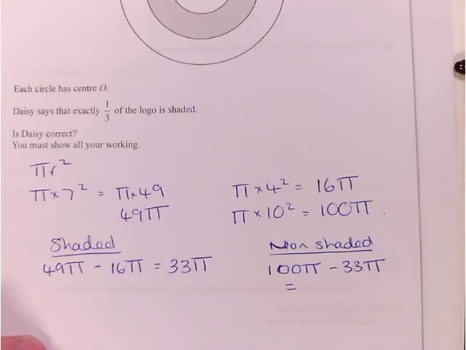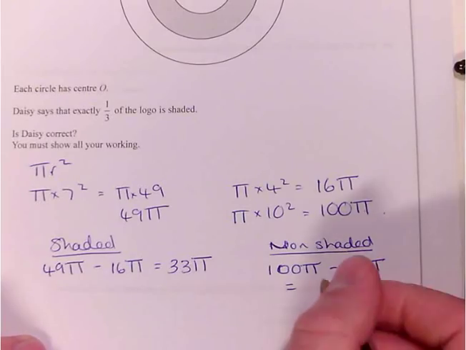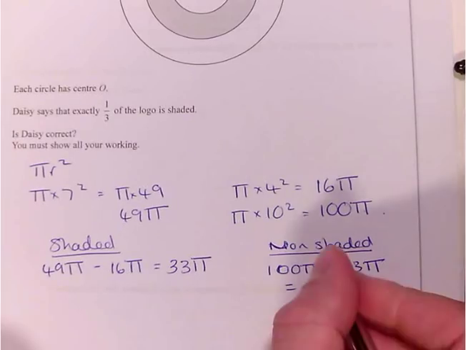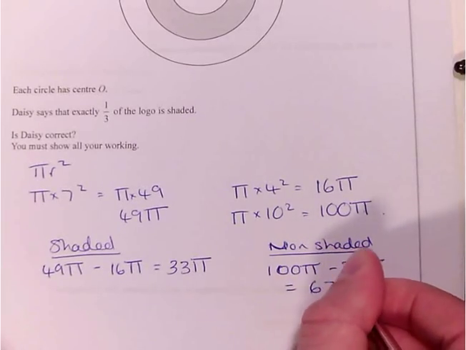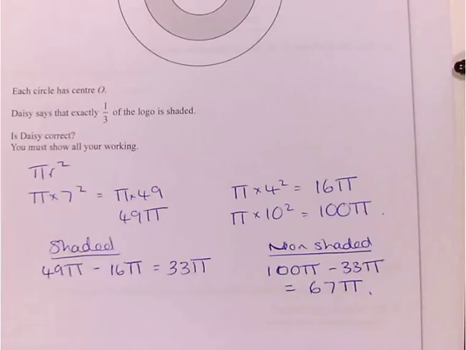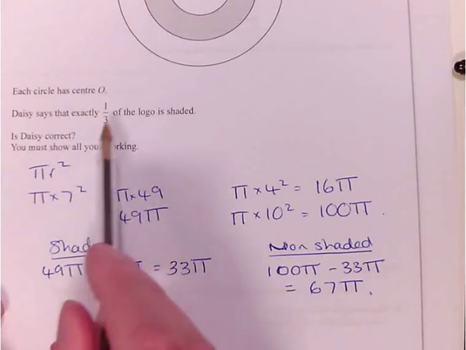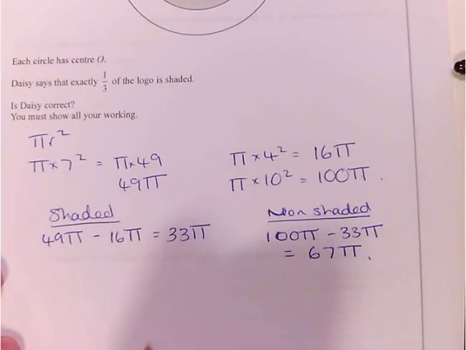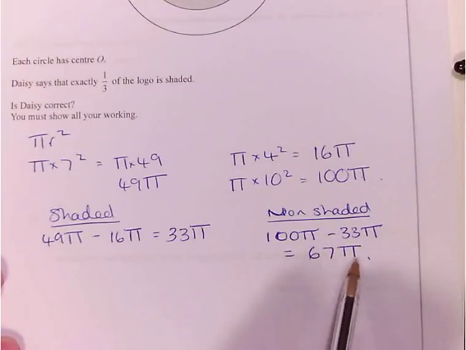100 pi, so that would give you 100, take away the 33, 67 pi. Now, Daisy says that 1/3 of the logo is shaded. Shaded is 33 pi. Not shaded is 67 pi.